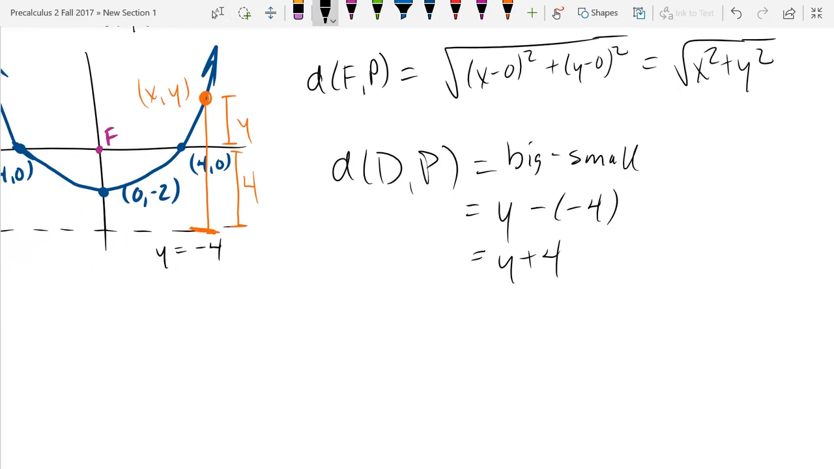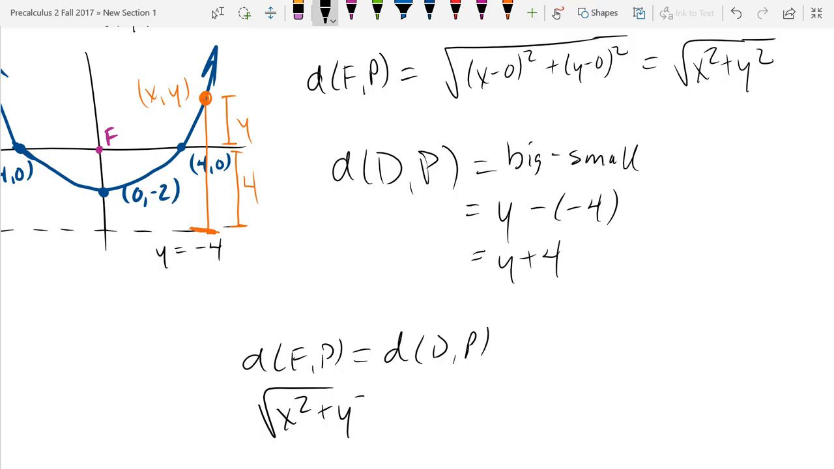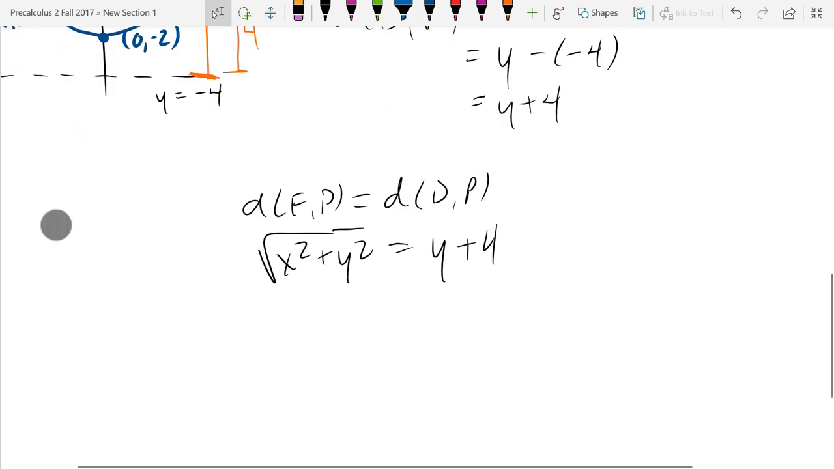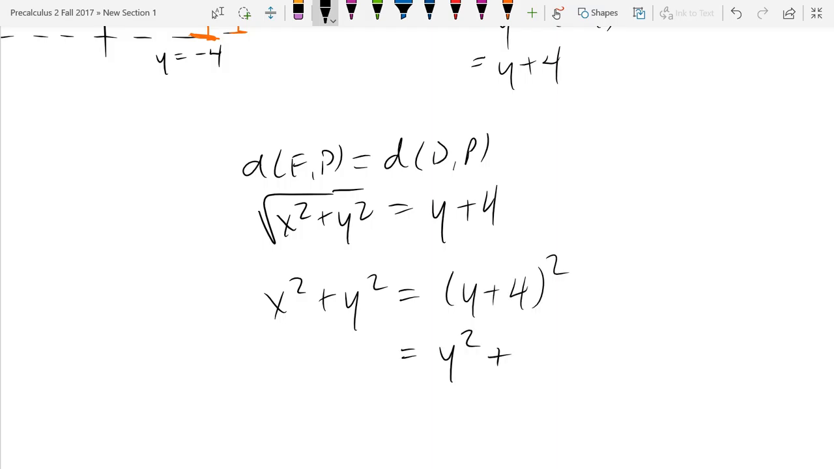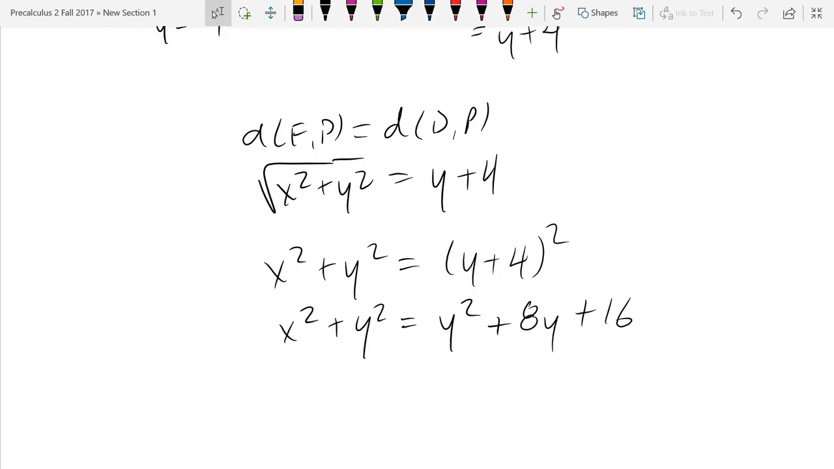And now these are supposed to be equal. So we have the square root of x squared plus y squared equals y plus 4. So technically we're done here. This is kind of a bad way to look at it, so let's go ahead and square both sides. x squared plus y squared equals (y plus 4) squared. So FOILing that out, y squared plus 8y plus 16. What simplification can I do on this step?